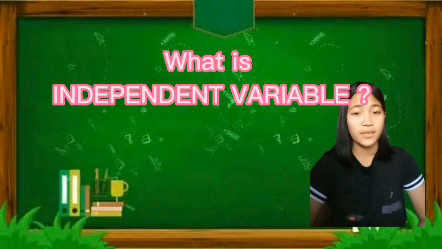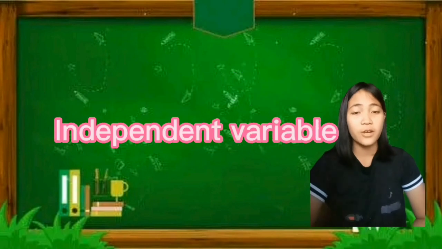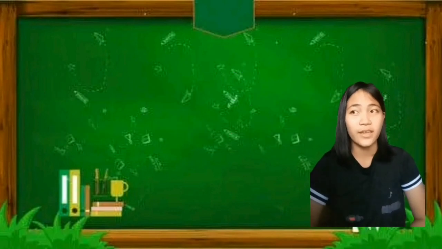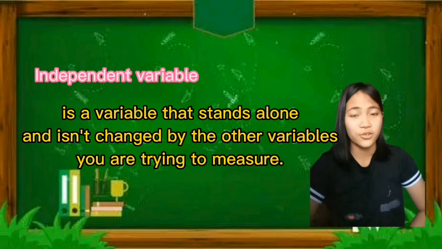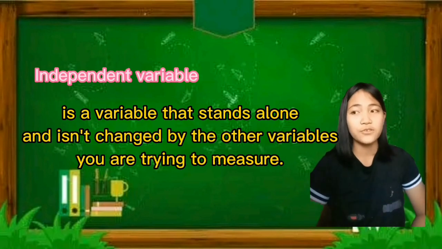What is an independent variable? An independent variable is exactly what it sounds like. It is a variable that stands alone and isn't changed by the other variables you are trying to measure. In fact, when you are looking for some kind of relationship between variables, you are trying to see if the independent variable has a direct effect on the dependent variable. So, we will find out the independent variable in the given situation.